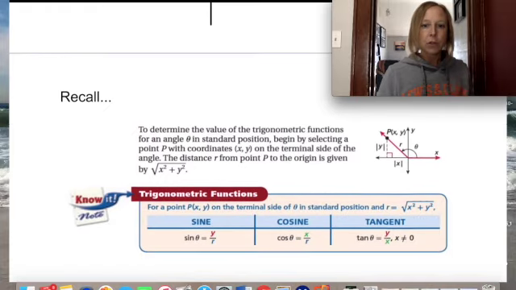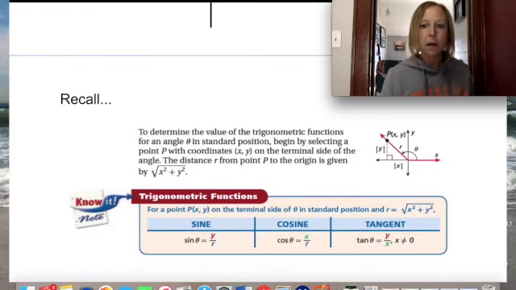Okay, so let's just do a quick review. We learned last week that what we can do with our angles of rotation is we can put a point on our coordinate plane, find our reference angle, and from there, we can find our sine, cosine, and tangent ratios. I'm going to ask you to apply those skills in a Desmos activity next. So there's just a quick review there.